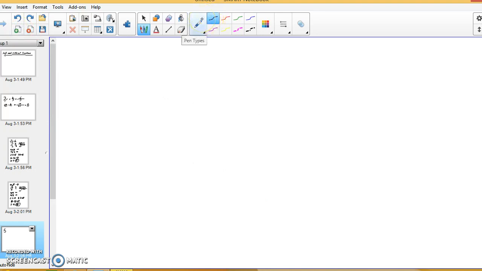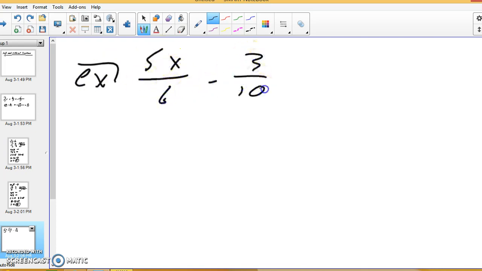So I'm just going to give us a couple more examples that I'll let you guys work through on your own, and then I will work through at the end, just because this is a more complex concept. So for this example, try and find 5x over 6 minus 3 over 10. I'll let you work on that right now. Okay, we'll go through this quick.